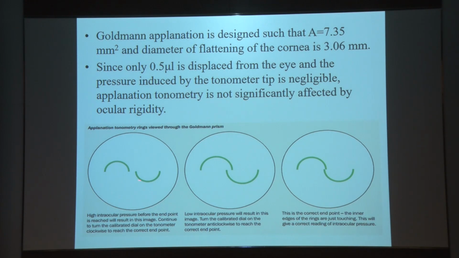If you stain the eye with fluorescein, and then when you applanate it, if the rings are in this fashion, that means the IOP is higher than what has been shown, so you need to move the drum clockwise. If this is how it is shown, then it is a lower IOP than what it is actually reading, so you need to go anti-clockwise. And if the inner edges of both rings touch, then this is the actual IOP, which can be reproduced every time. That is why it is the gold standard.